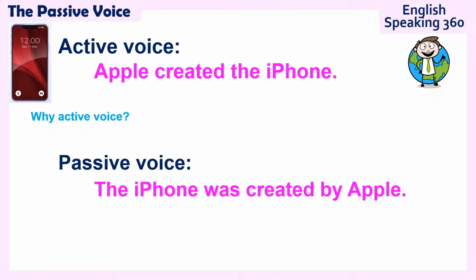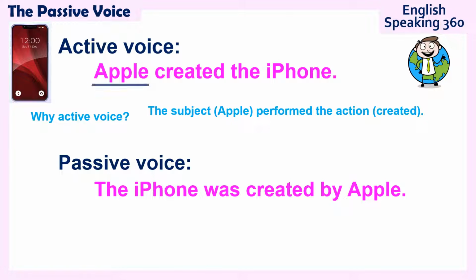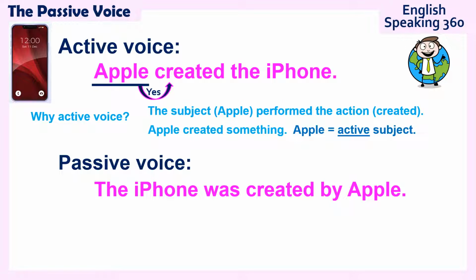Now, why do we call that the active voice? Because the subject, Apple, performed the action. The action is the verb. The verb is created. Apple created something? Yes, it did. Apple created the iPhone. So Apple, in this case, is an active subject because it did an action.